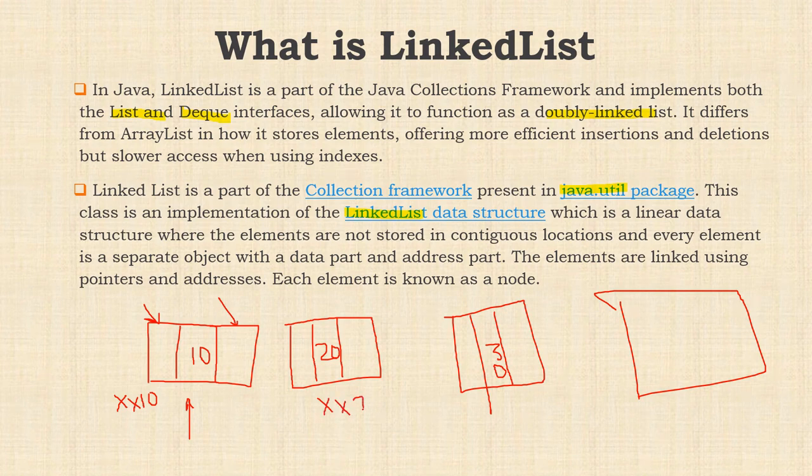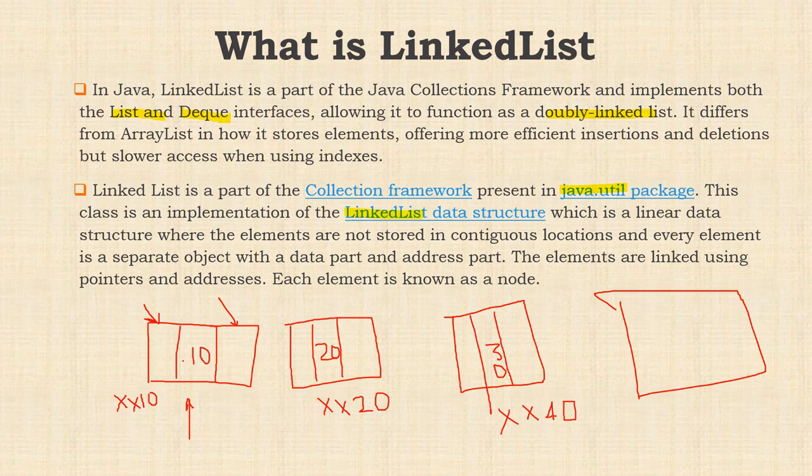So 20 will be stored at address xx20, and 30 will be stored at address xx30. Let's imagine that, and then we'll try to understand how linked list works internally. It will not take much time to understand because this is the basic concept. If you don't understand it, it might take time. So this is the basic.